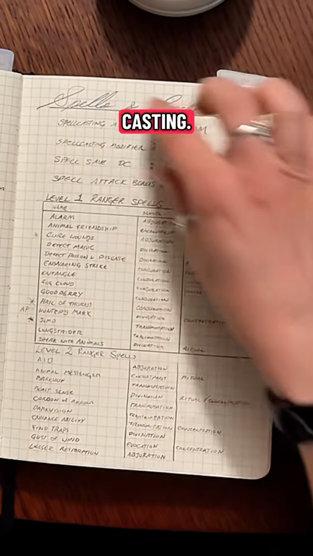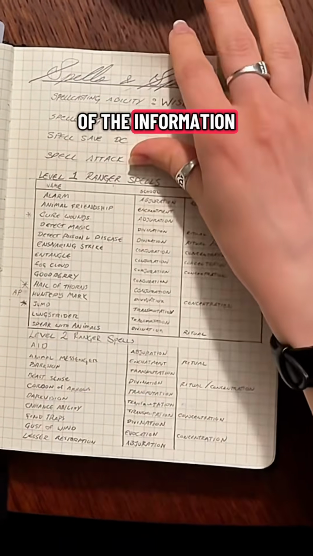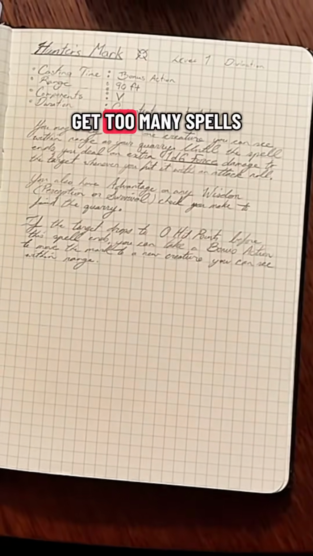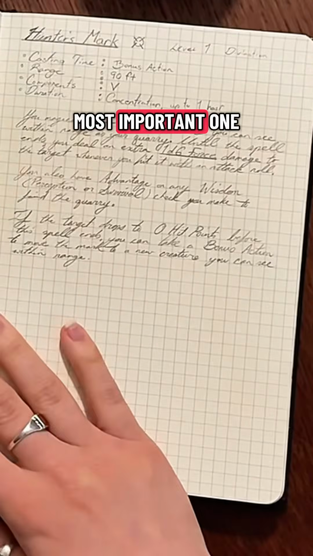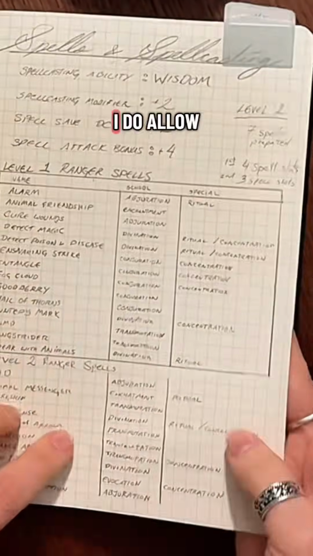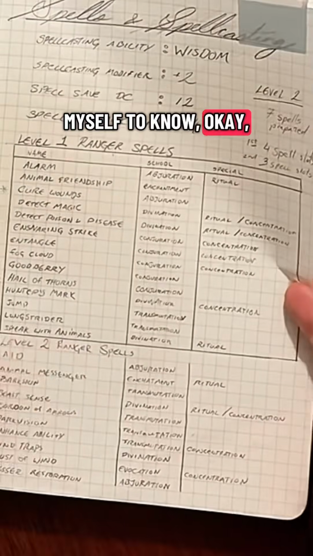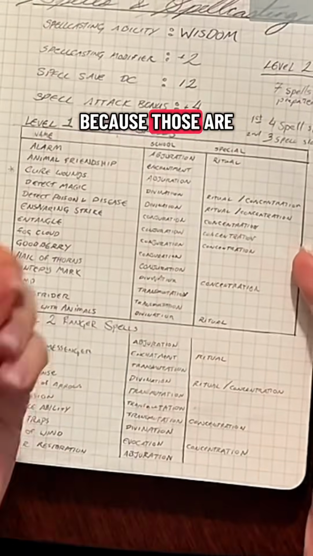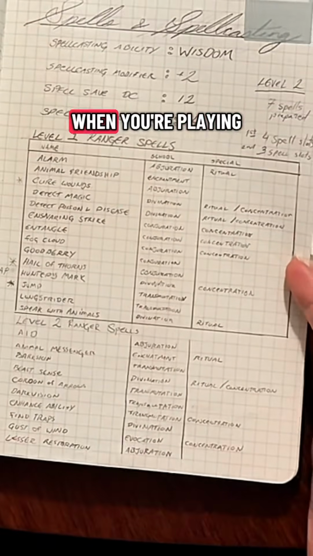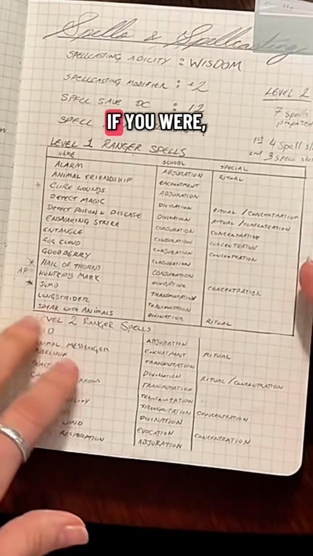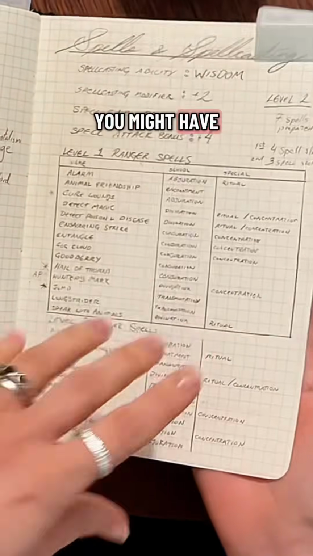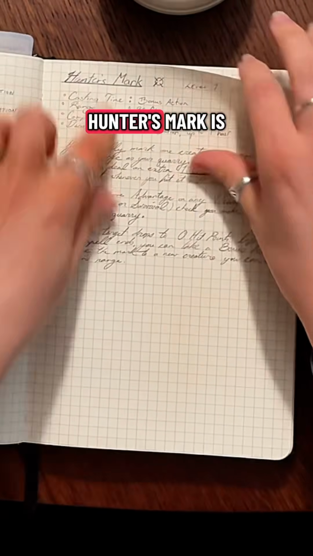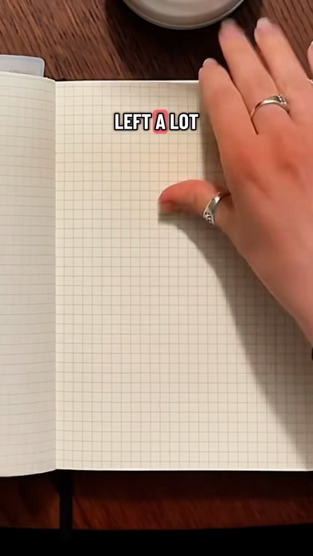Spells and spellcasting. Again, I transcribe all of the information about certain types of spells that I have. As a ranger, I don't get too many spells, but I do write down the most important one, being Hunter's Mark. I do allow myself to know what school it is and whether or not it requires concentration or a ritual, because those are the kinds of things that actually affect you when you're playing the game. If you were, let's say, a wizard, you might have a lot more to write down than I would as a ranger. Hunter's Mark is written in here. And then I left a lot of extra space.